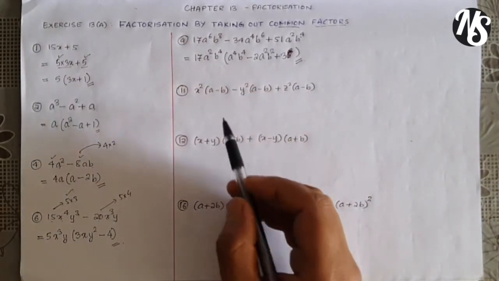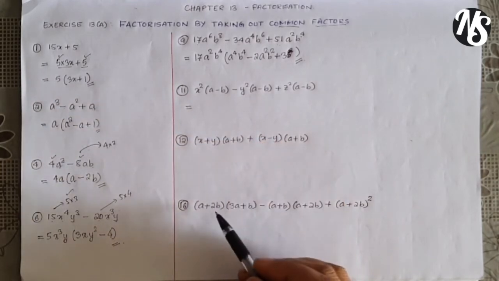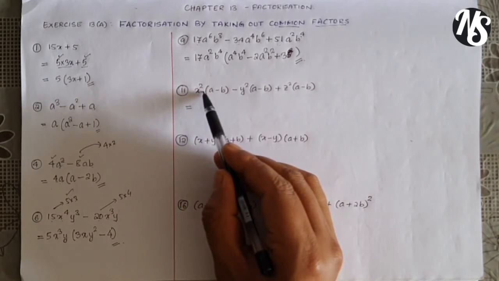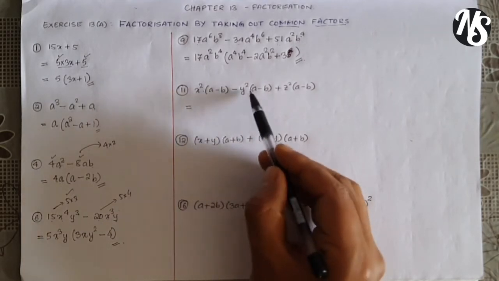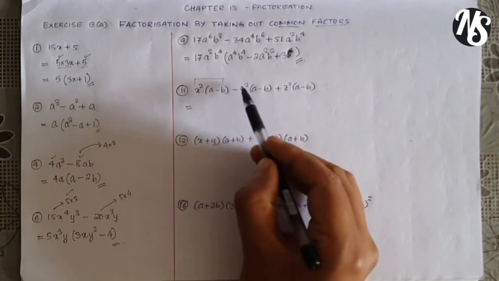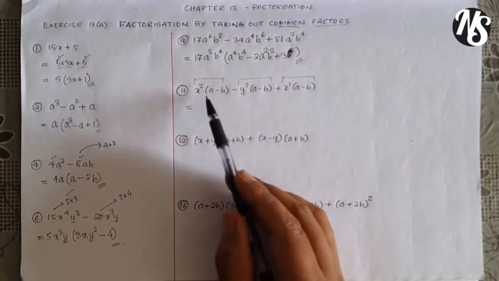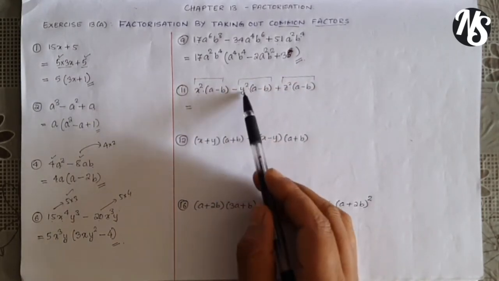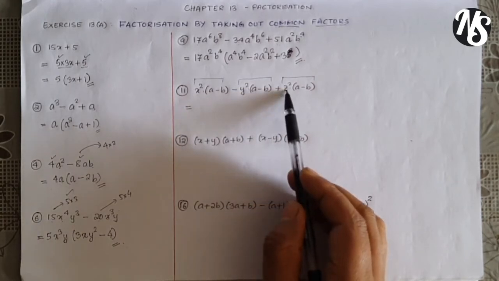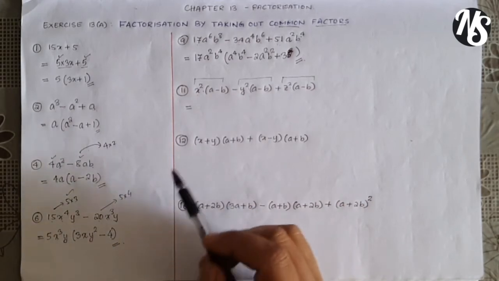Okay, let's see question number 11. So in this question, x square is there, see there's a multiplication sign here, here, and here. So in this case this becomes my first term, this becomes my second term, and this becomes my third term. Now in the first term we have x square, in the second term we have y square, and in the third term we have z square. So x square, y square and z square are not the same, they are not common.